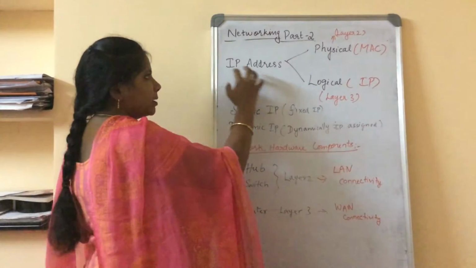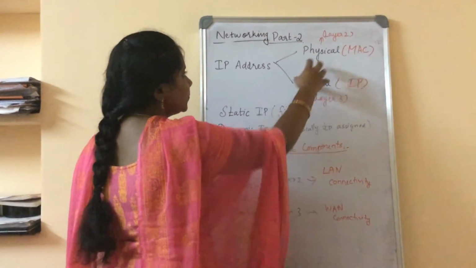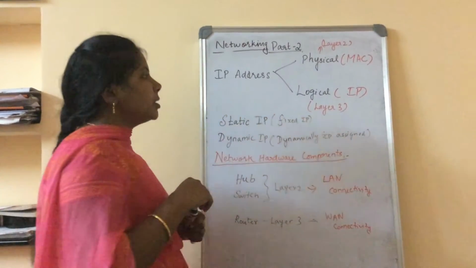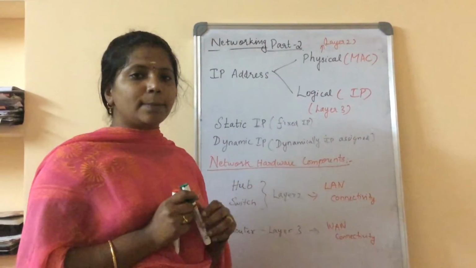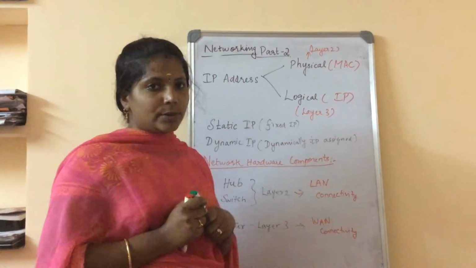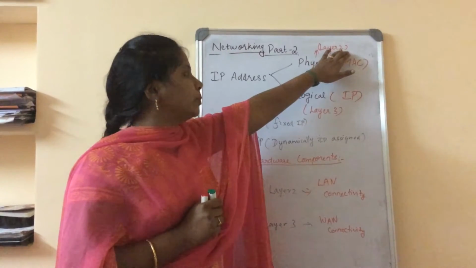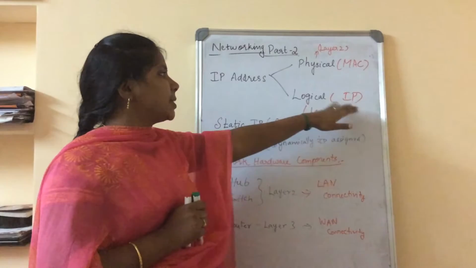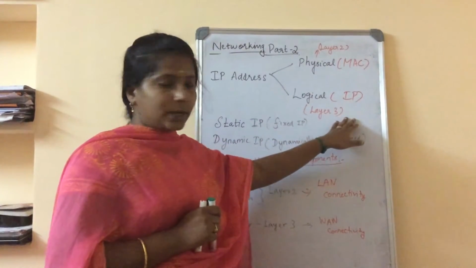Now, in IP address, this IP address is broadly classified into physical address and logical address. Physical address is also called the MAC address. MAC address is Medium Access Control address, and logical address is nothing but the IP address. The physical address lies on layer 2, which is the data link layer, and the logical address lies on layer 3, which is the network layer.